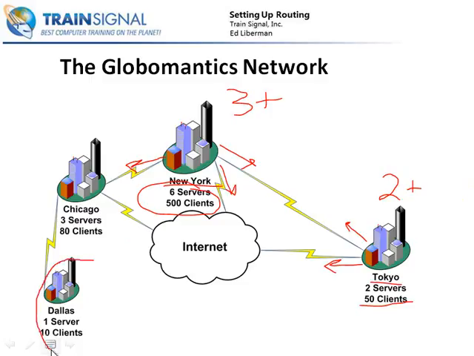And then let's take a look over here at Dallas. In Dallas, well, we have one communication link to Chicago. We only have just a few computers, so I'm going to just simply say 1 router is needed in Dallas.